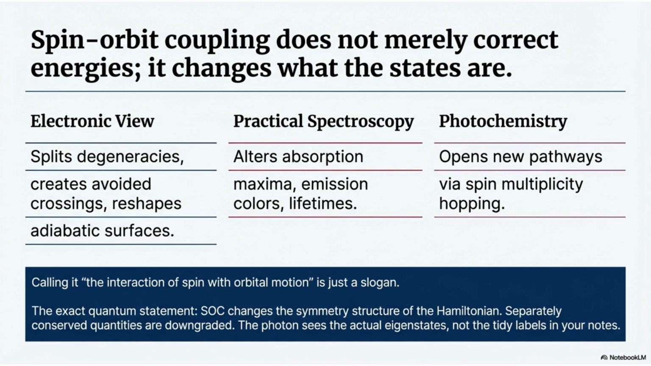Spin-orbit coupling does more than correct energies. It fundamentally changes the nature of the states. It alters the symmetry structure of the Hamiltonian, downgrading separately conserved quantities. This affects spectroscopies, absorption, emission, and opens new pathways in photochemistry.